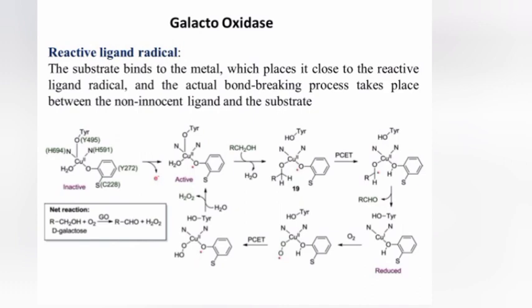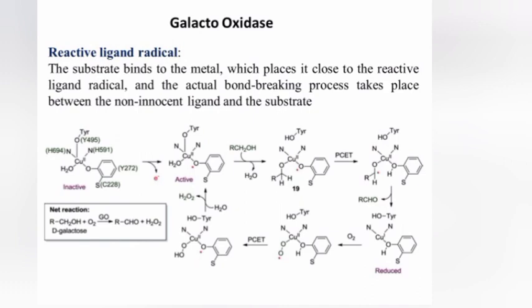The active form of this enzyme will act on the RCH2OH group of D-galactose and convert it into its aldehyde. Now let us see the mechanism.